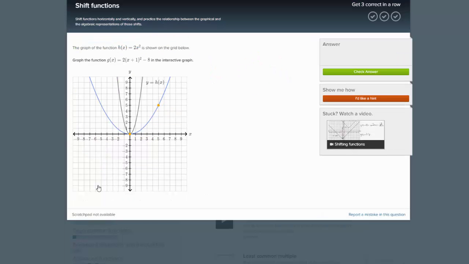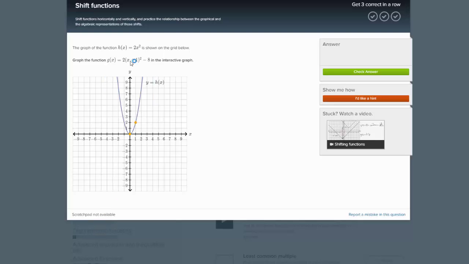The graph of function h of x equals 2x squared is shown on the grid. Graph the function 2 times x plus 1 squared minus 8. So I think the first thing I want to do is match up this blue with this gray. So let's see if we can do that. Okay, so might have to go up, or actually I could go down. There, now it's right on.